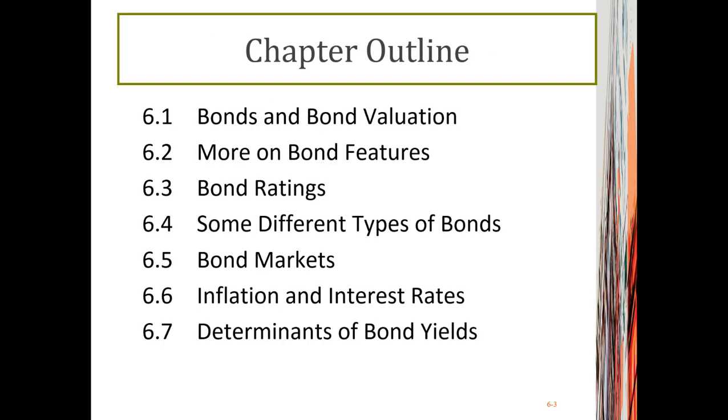And here is the chapter outline. We will discuss 7 different topics associated with bonds and bond features. The first one is to define a bond and introduce the methodology for bond valuation. Second, we'll learn more about the bond features. The third is bond rating or credit rating. The fourth one is different types of bonds. The fifth one is the bond market and how the bond market operates. The sixth one is the relation between inflation rate and interest rates. And the last one is determinants of bond yield.